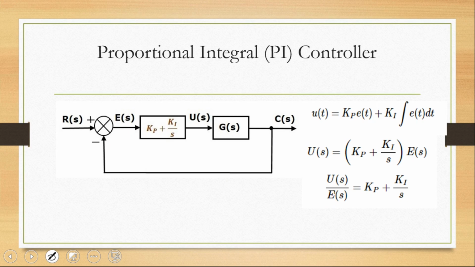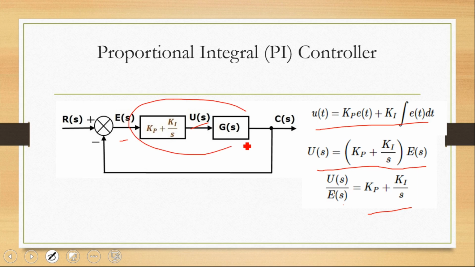Next is proportional plus integral control, that is the proportional integral controller. Here the error control signal U of S is proportional to the error signal as well as the integral of the error signal. So U of t is equal to Kp E of t plus Ki integral E of t dt, where Kp is the proportional control and Ki is the integral control constant. So U of S, we get it as Kp plus Ki by S into E of S by applying Laplace, or U of S by E of S is this.